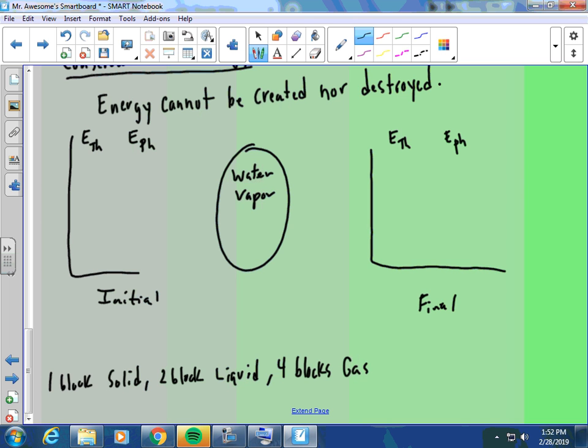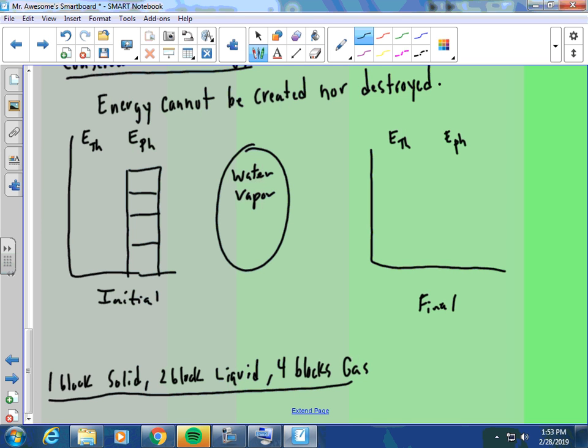What was it to start with? Was it a solid, a liquid, or a gas? It was a gas. It said water vapor, right? So if it's a gas under phase, we're going to put 4 blocks. Okay? Because this is our norm. I'll make them all the same.